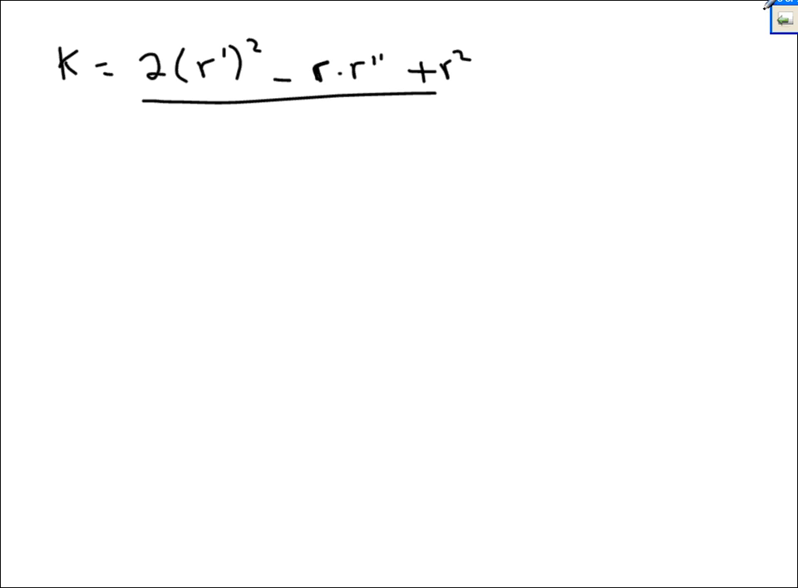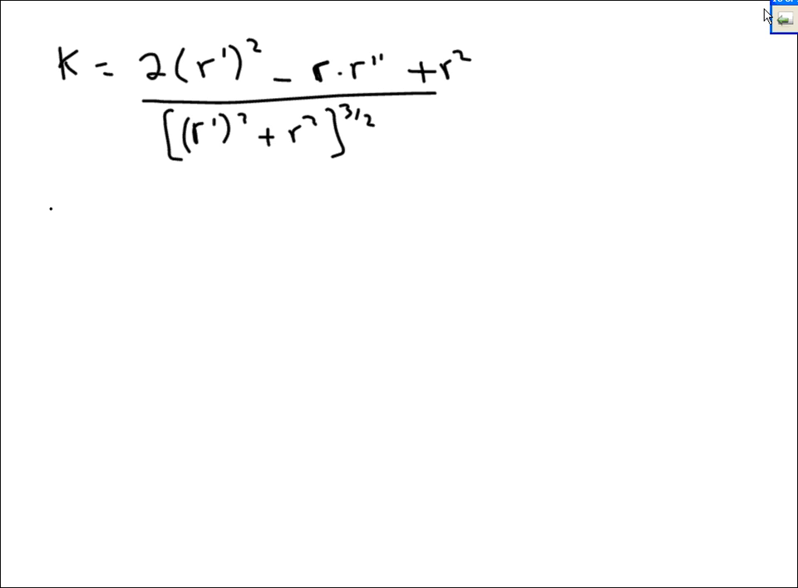Okay, we have this other formula to find the curvature. When you have r as a function of theta, the curvature is 2 times r prime squared minus r times r double prime plus r squared, divided by r prime squared plus r squared to the 3 over 2 power.